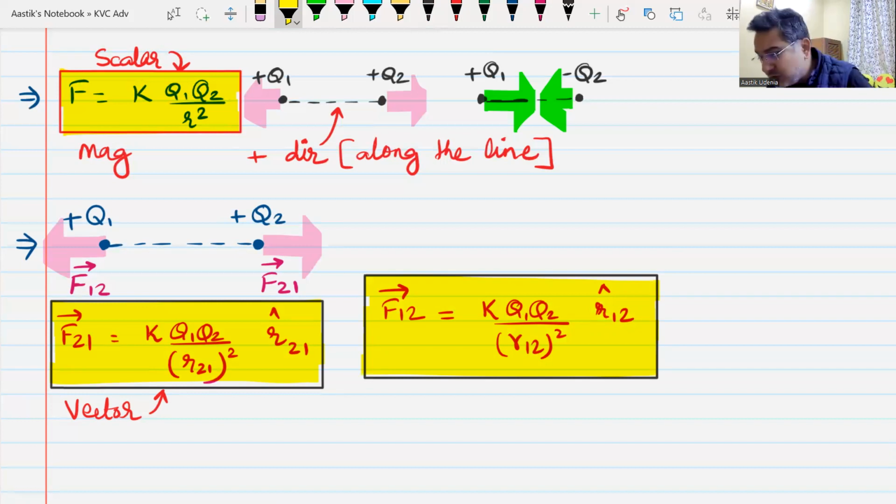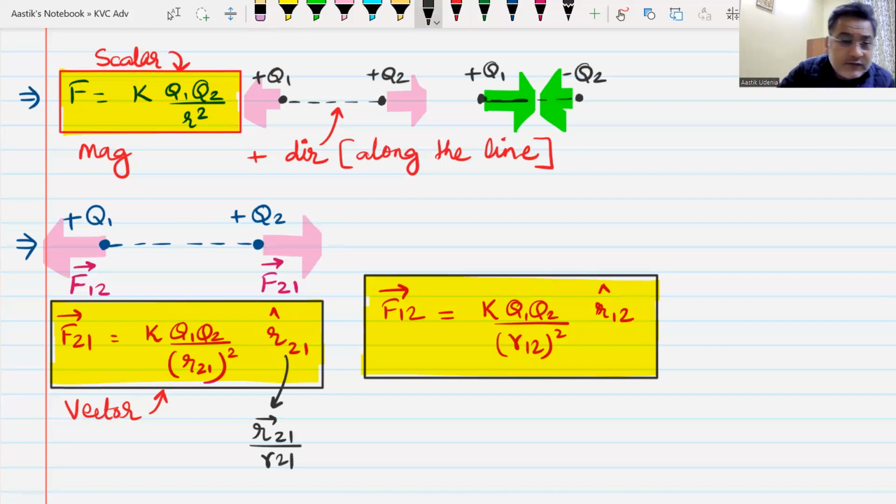I am not going to go much into this. The r hat unit vector can be written as r vector 21 divided by the magnitude of r21. You can put that value and then you can write the answer in that form. I'll give you 2 minutes to do that. You can do this on your own, yes or no? Yes, sir. Do it.